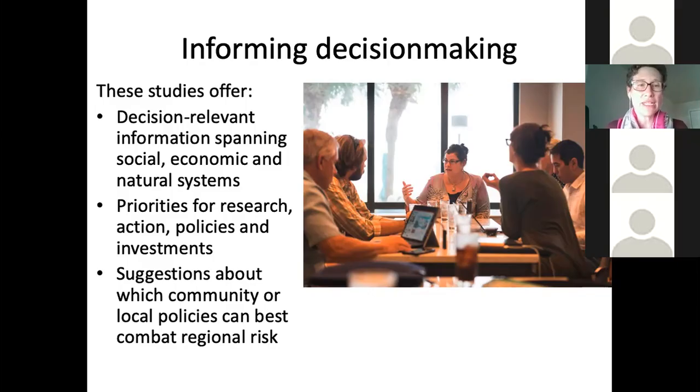And then finally, these studies offer suggestions about which particular policies can offset risk. Maybe the set of policies focus more on boosting the social fabric of a community, or maybe the policies focus on water quality. But you can really tell that after you've completed one of these studies that brings together all this information. Next slide, please.